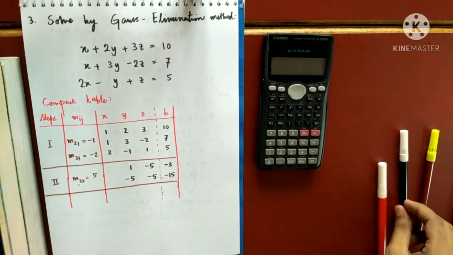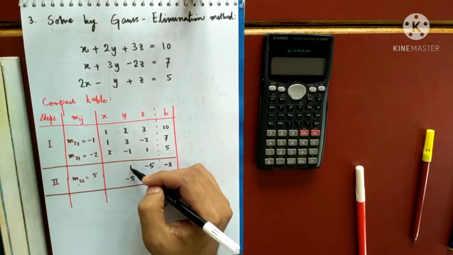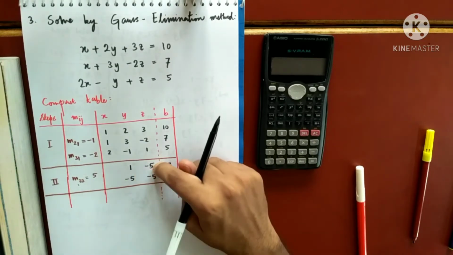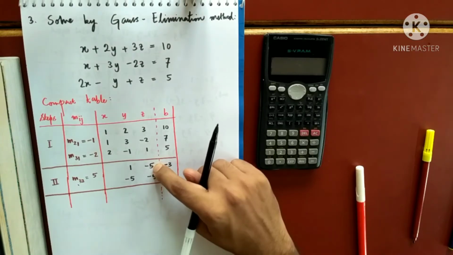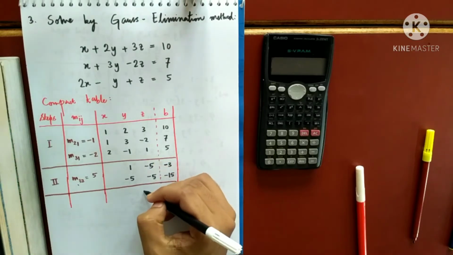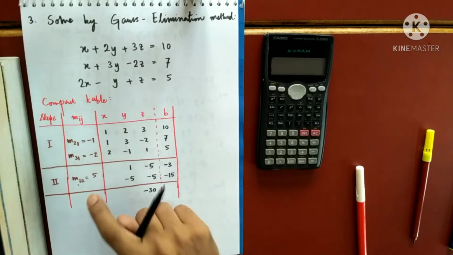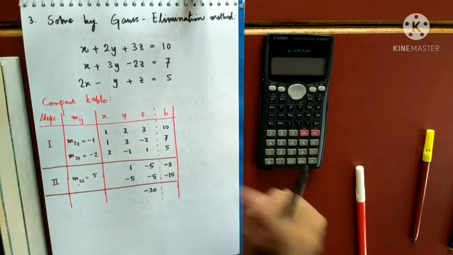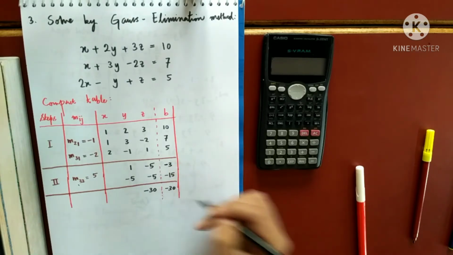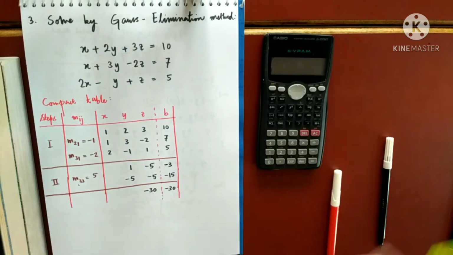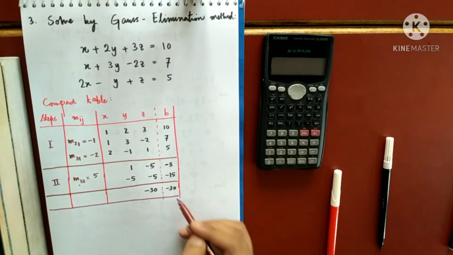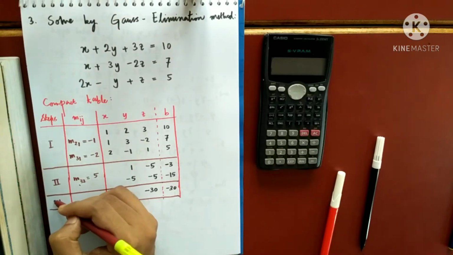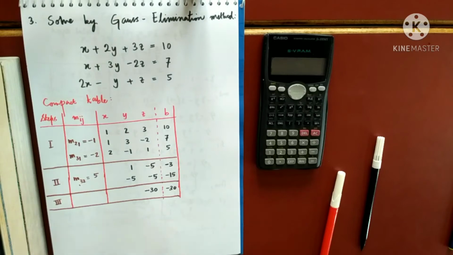So what will this become? 5 minus 5 is 0, no need to write. 5 into minus 5 is minus 25. Minus 25 minus 5 is nothing but minus 30. And 5 into minus 3 is minus 15. Minus 15 minus 15 is minus 30. And this is my step 3. This is where I will end. This is the end of the process.